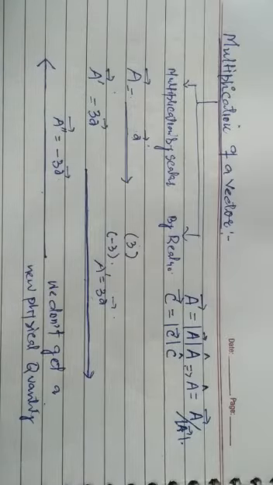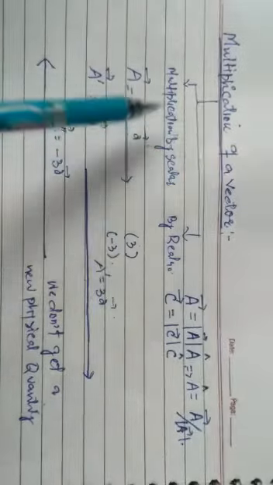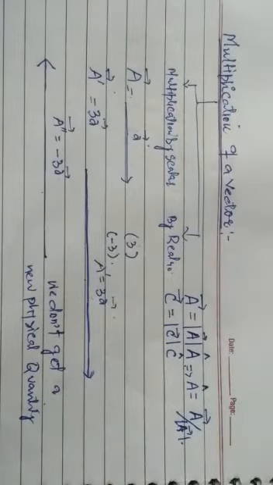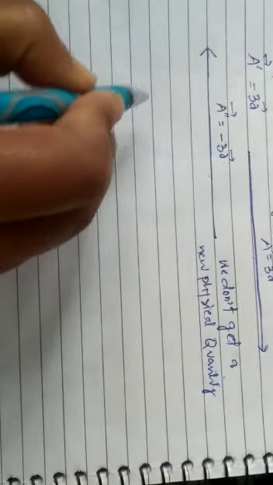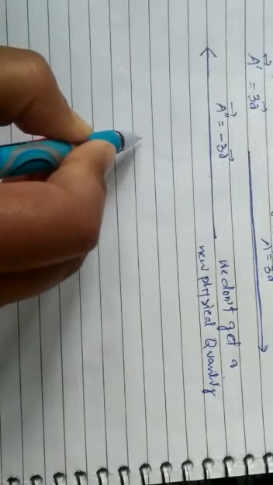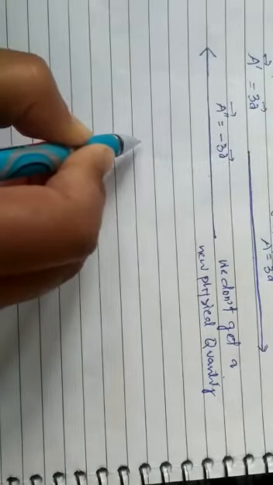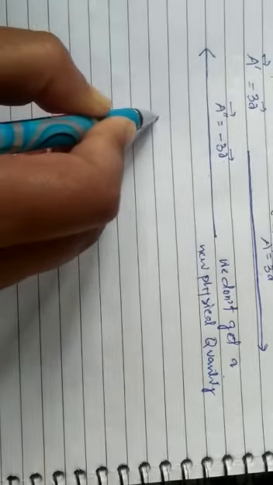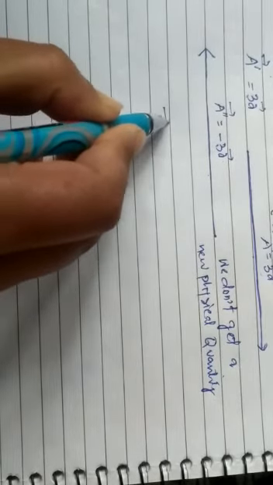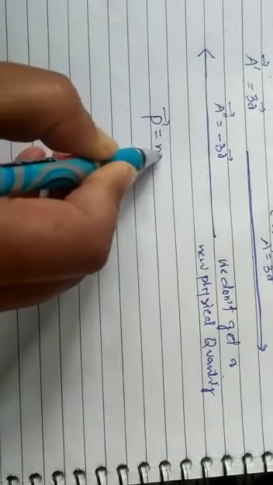Then we again have the multiplication of a vector by a scalar. Once we multiply a vector by a scalar, let us see it. Let me explain it like this. You might have read momentum. Momentum is P equals m into v.